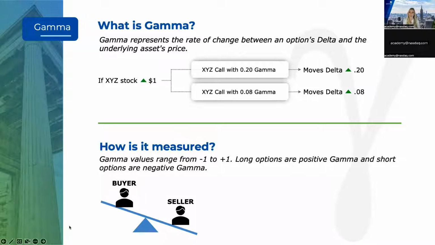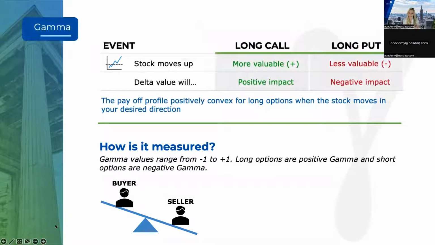That's also why we call it gamma risk, and we'll talk about that more, along with the gamma squeeze and all of those things. So if the stock moves up, that's going to make your long call more valuable and your long put less valuable, which means it has a positive impact on the call side and a negative impact on the put side. And it's all about payoff profile.